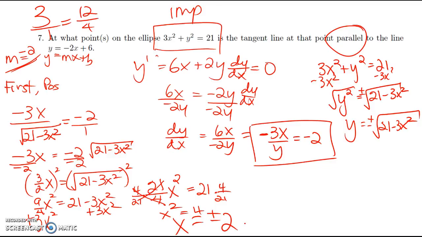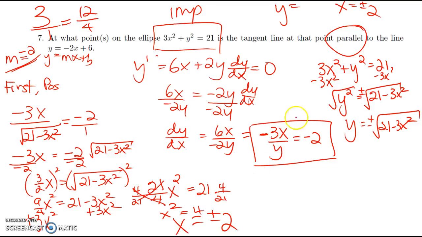So what we've just learned is that for the positive y, we have to go back and figure that out in a minute. If y equals a positive value, I have x equal to plus or minus 2. Okay? Now we're going to try the negative.